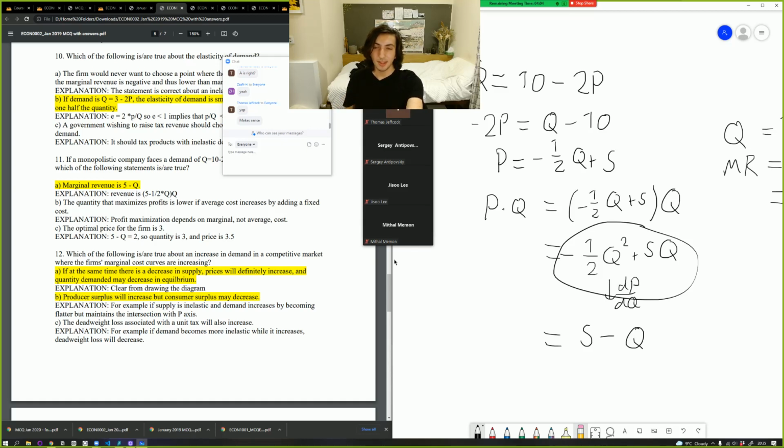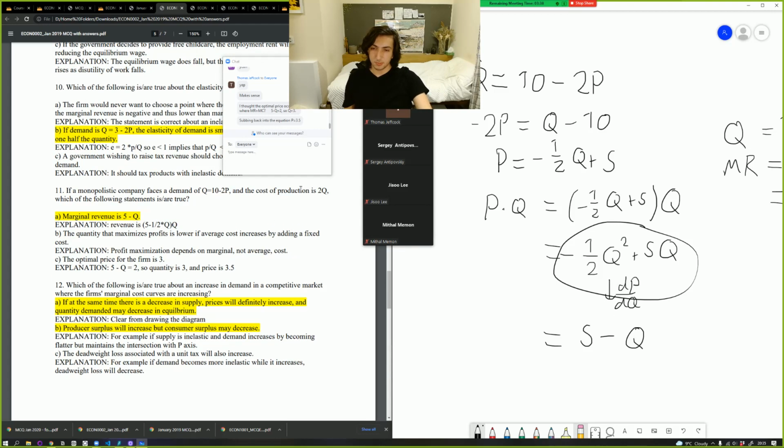Just noticed, everyone, I thought the optimal price occurred when MR equals MC. Yeah, it does, but you don't have marginal cost here. You can substitute back into the equation, P equals 3.5. Yeah, you can. So what did it say about the cost of production? Do you mind explaining C again?